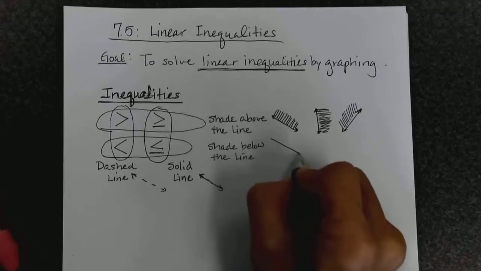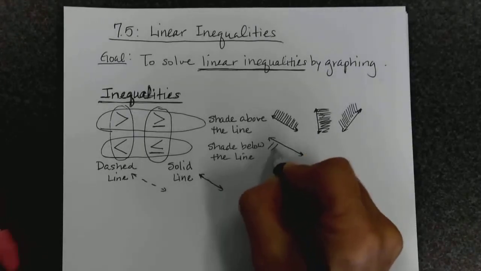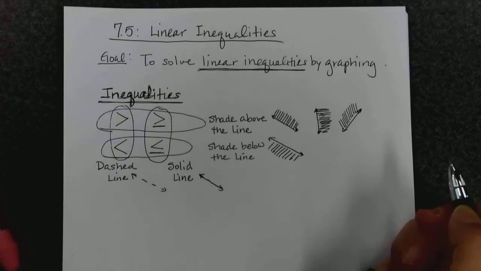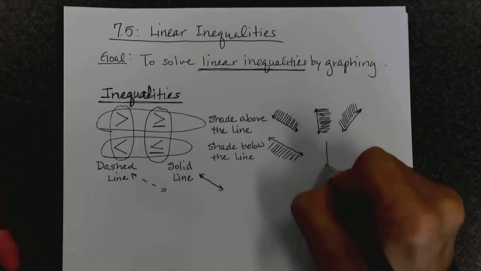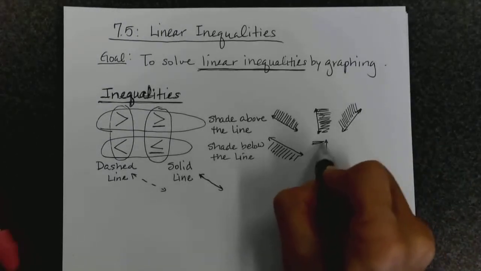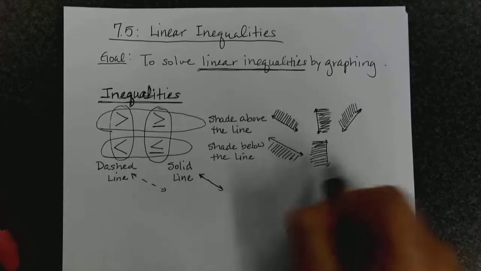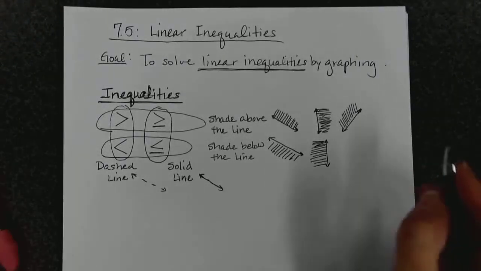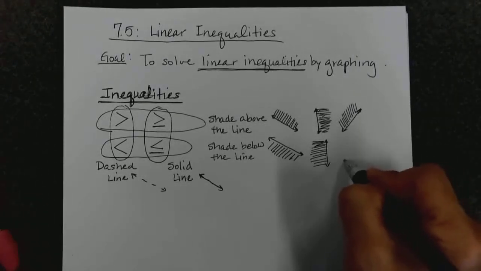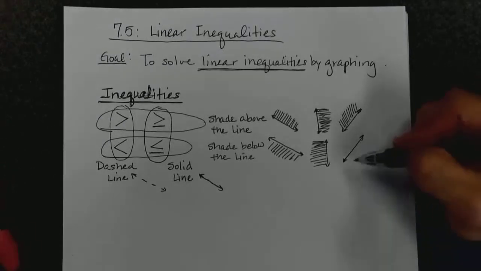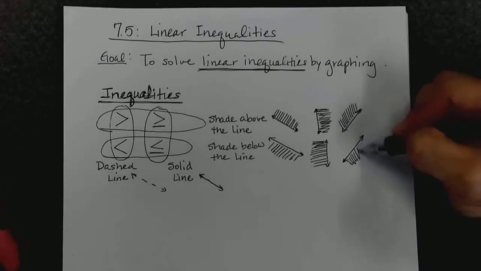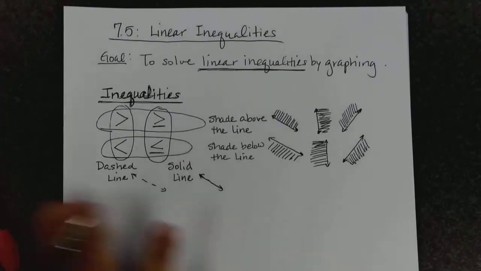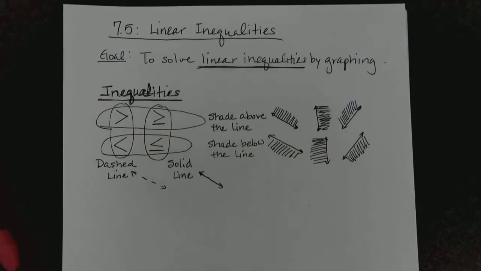Same thing again, if I had a line that looked like this, this would be the below. That's the less than side. And if I had a vertical line, it would be to the left, because left will always be less than that line. And if I had a line that looked like this, below will be on this side. Okay, so you can use this as a key today.